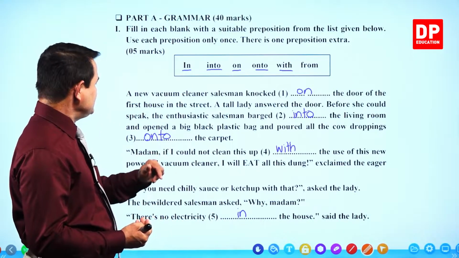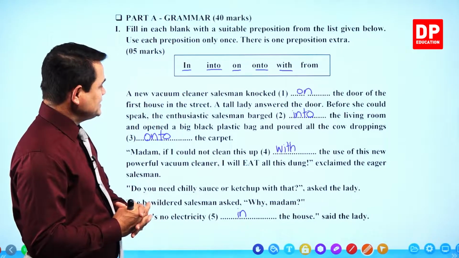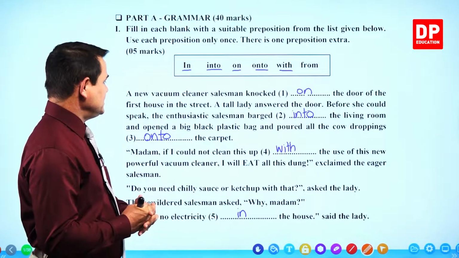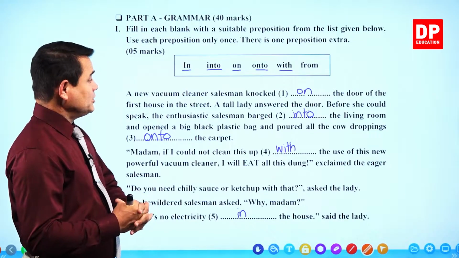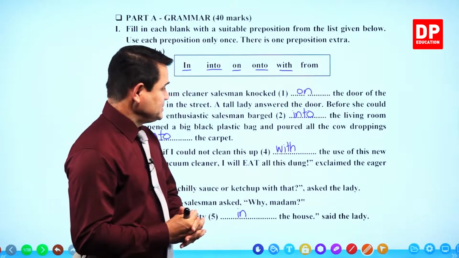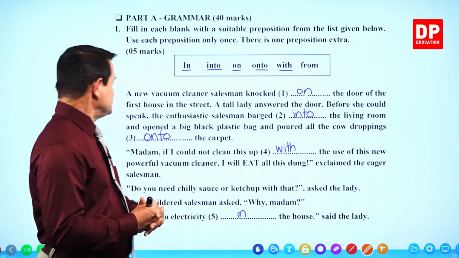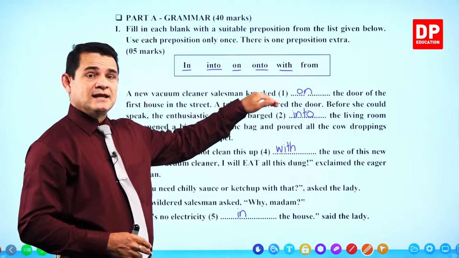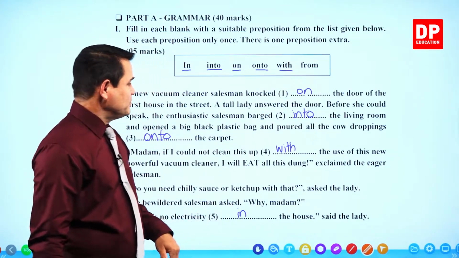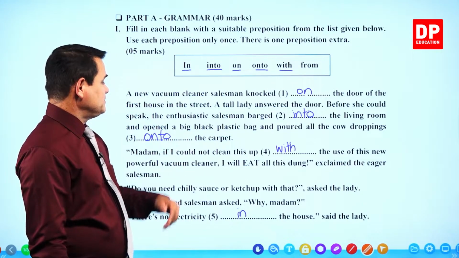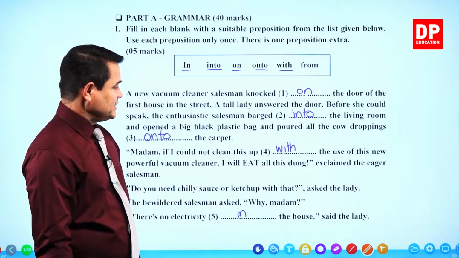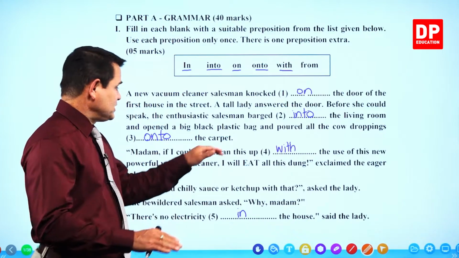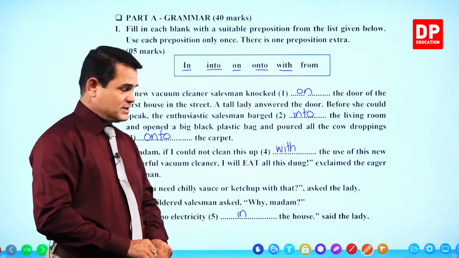Let's read and see. A new vacuum cleaner salesman knocked on the door of the first house in the street. A tall lady answered the door. Before she could speak, the enthusiastic salesman barged into the living room and opened a big black plastic bag and poured all the cow droppings onto the carpet.